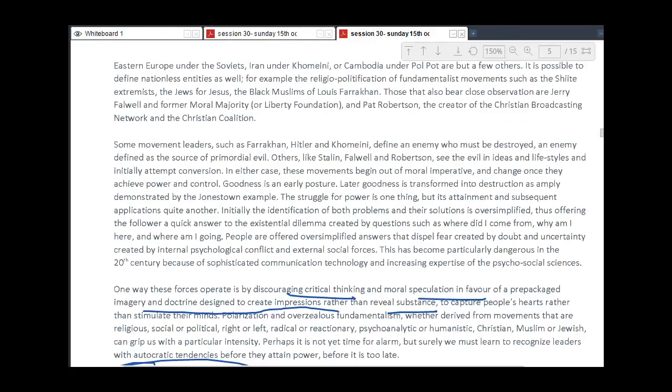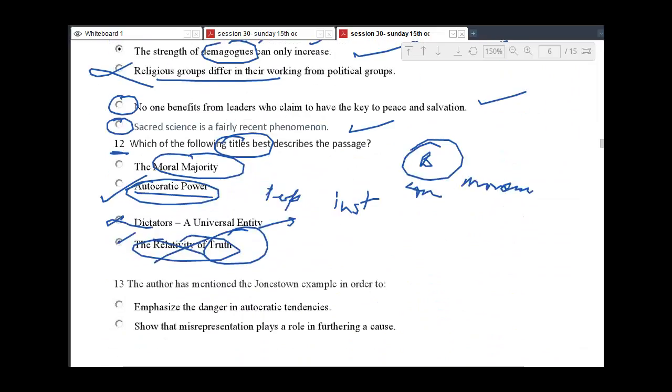All the leaders, are we discussing the masses or are we discussing the leaders? You tell me. The people, right? So if you're discussing the leaders and the movement and the community people, then why should I mark the moral majority and not the autocratic power? Autocratic power could be achieved by the mass leaders or it could be achieved by the mass movement, which doesn't have a national boundary.